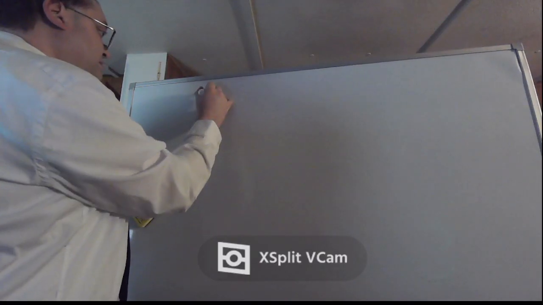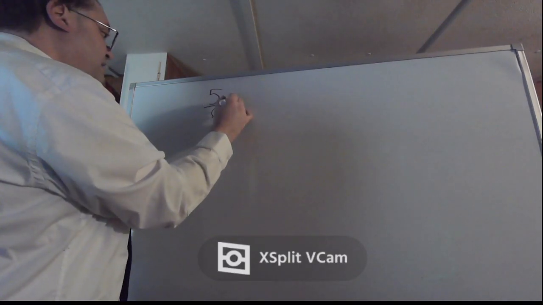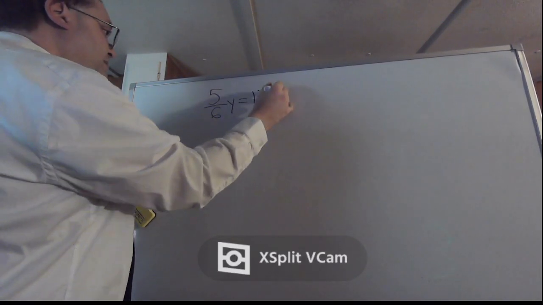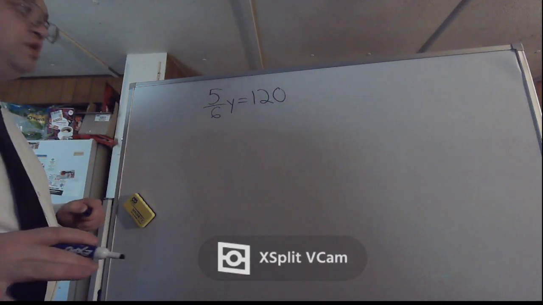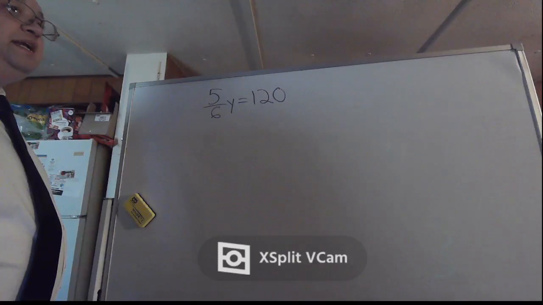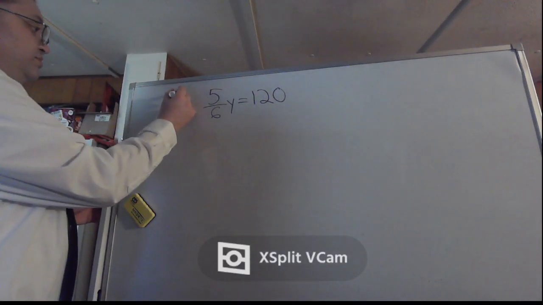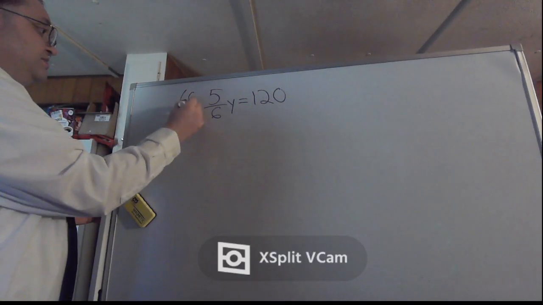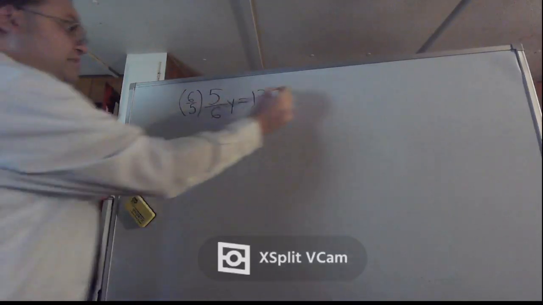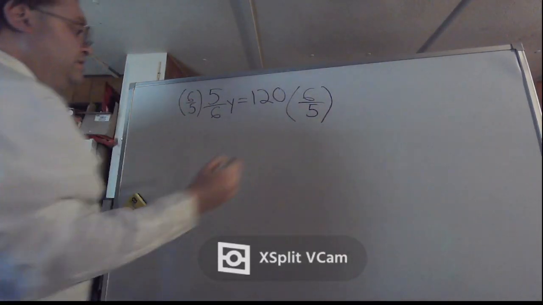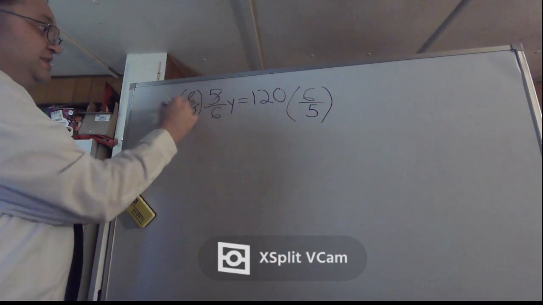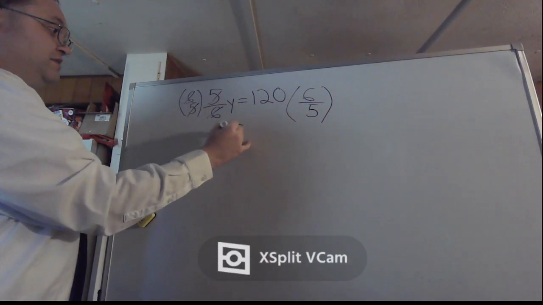I think I got another one here. Alright. 5/6 y equals 120. Alright, so 5/6 y equals 120. Well, to get y by itself, we need to multiply by the reciprocal, which would be 6/5. But then we got to do it to the other side also. So 5's cancel, 6's cancel, you're left with y by itself.